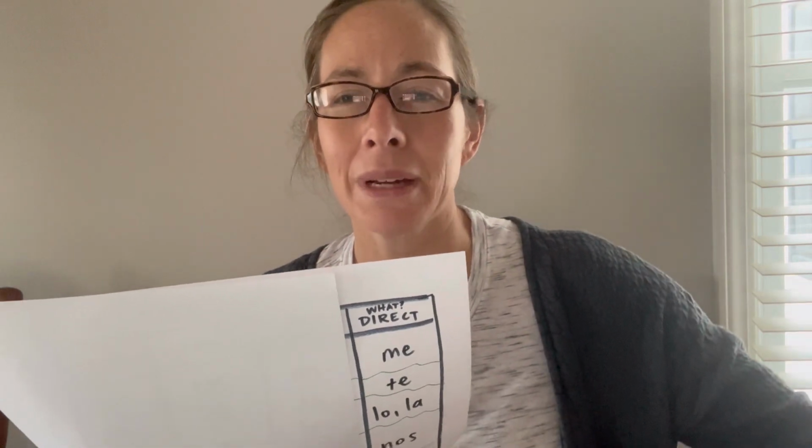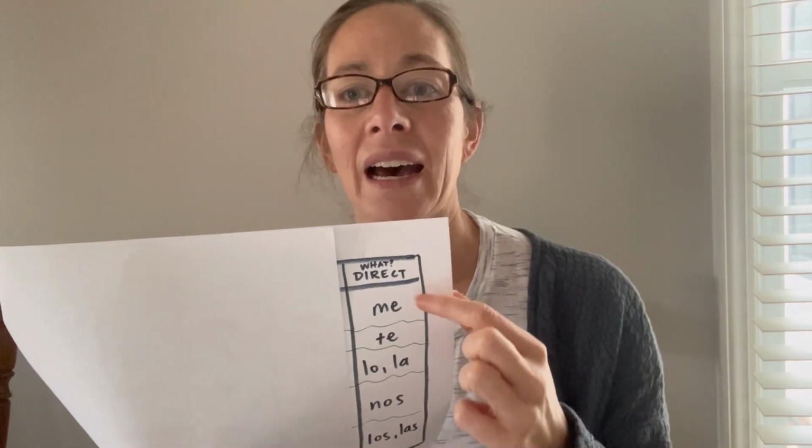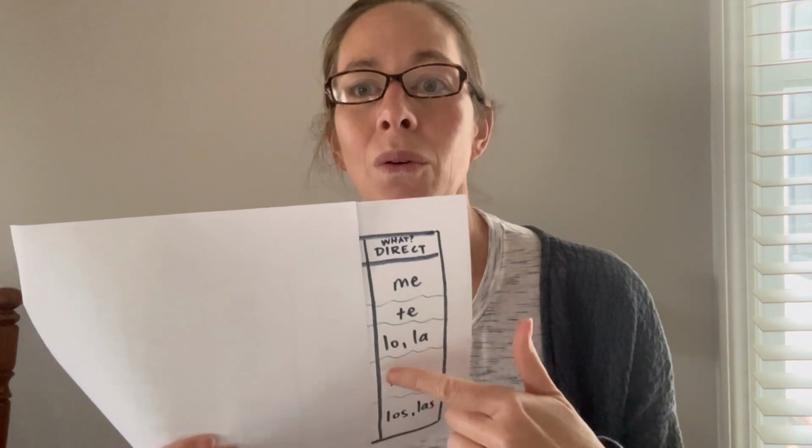Or I eat pizza. I is the subject, or yo como, eat the pizza. What do I eat? Pizza. So pizza becomes the direct object. And in Spanish, we can replace the direct objects with these pronouns. So we have a me, or a you, or an it, or an us, or an its, or a thems. We use the it a lot.